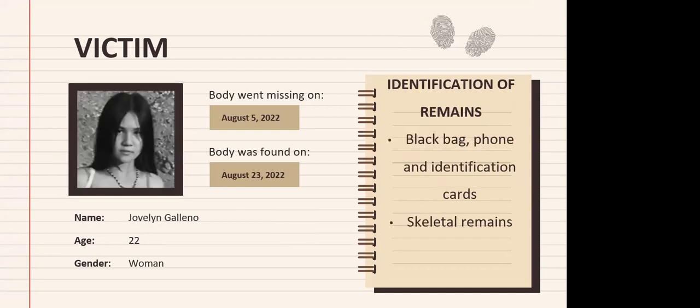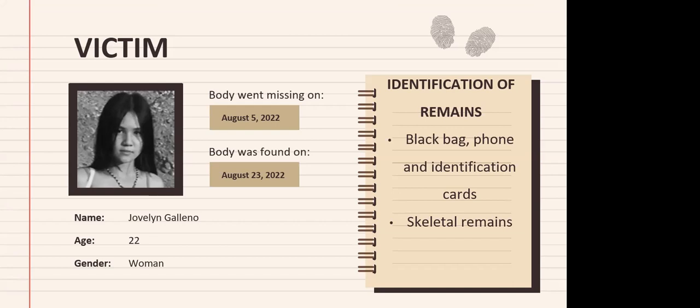Thank you. Okay po. So next po is the missing 23-year-old Jovelyn Galliano. Her body went missing on August 5 this year. And her so-called skeleton was found in Barangay Santa Lourdes, Puerto Princesa in Palawan, according to the police. And these daw po are based on DNA test results. Her body was found on August 23, 2002. The Puerto Princesa City Police spokesperson said that there was a 99.9% match between the DNA sample taken from the skeleton and the swab sample from Galliano's mother. Among her remains were several personal items, including a black purse, a phone, and some identification cards.